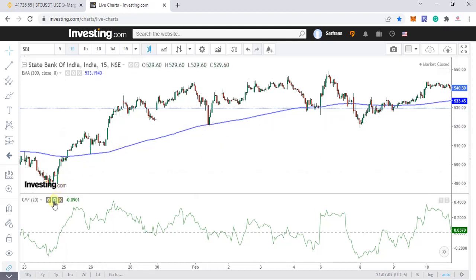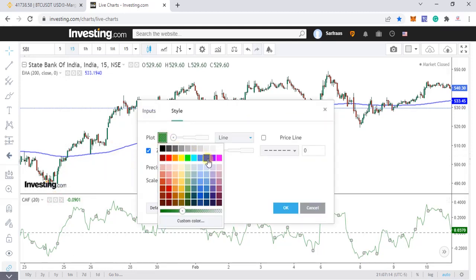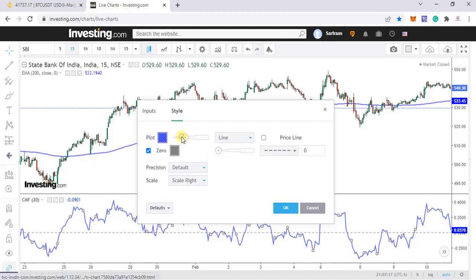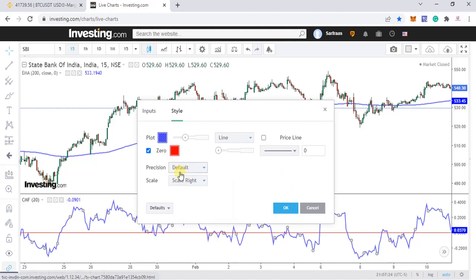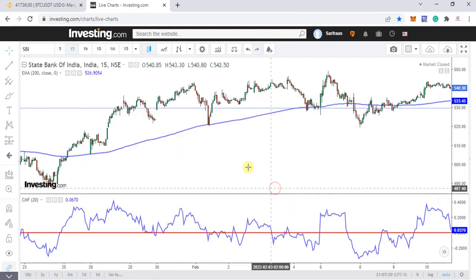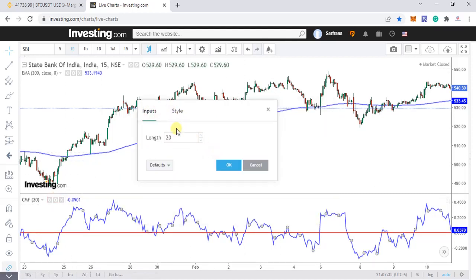So coming to the Chaikin money flow indicator, let's format it to make it a little bold. I'll make this blue and bold over here. Then the center line, I'll make it red and prominent so we can see the crossovers. Here we go. So we have highlighted this over here. The basic settings, if you see over here, will be 20. I'll explain how you can tweak it a little bit here and there if you think that helps you.